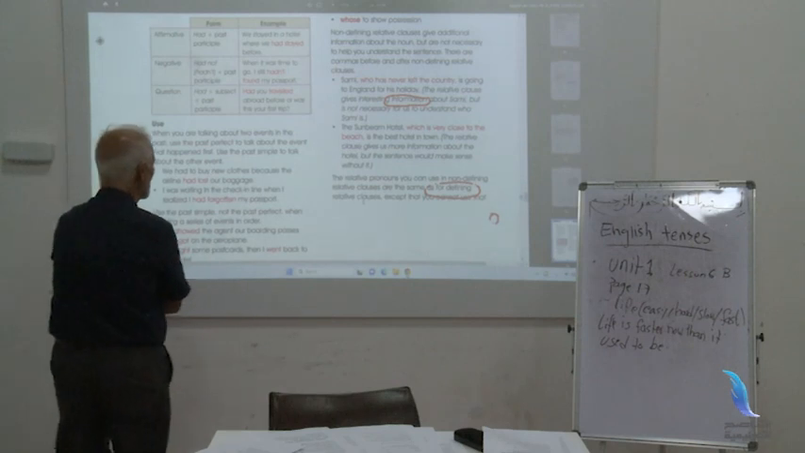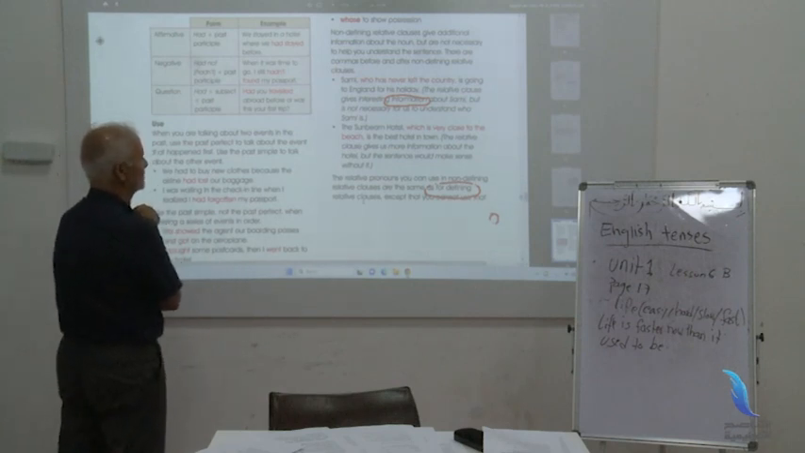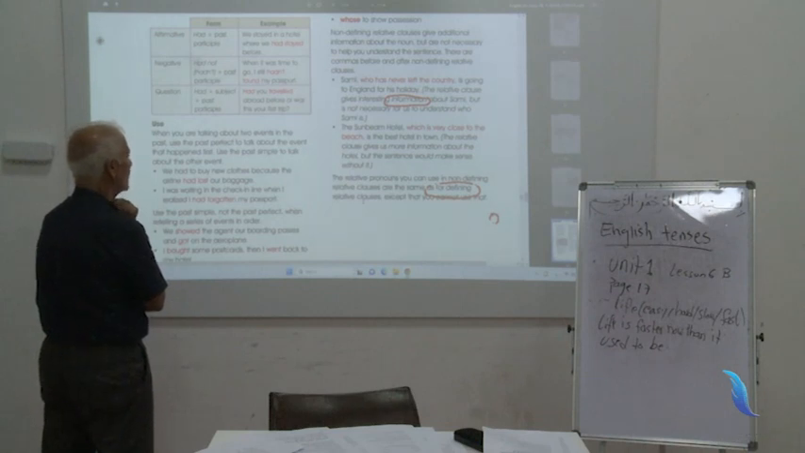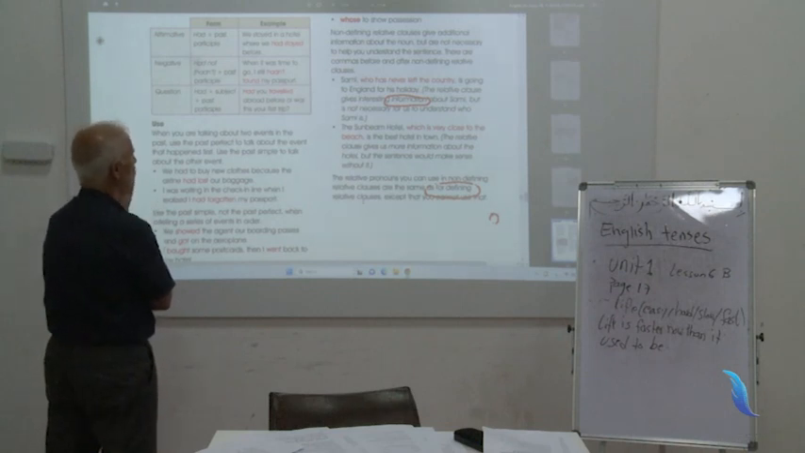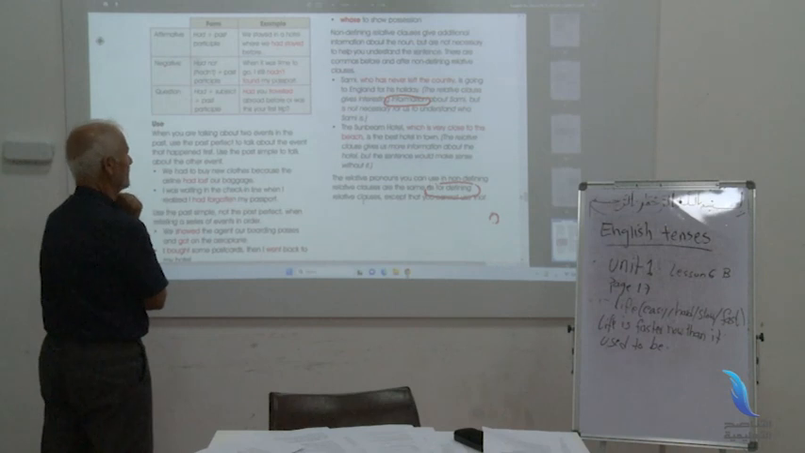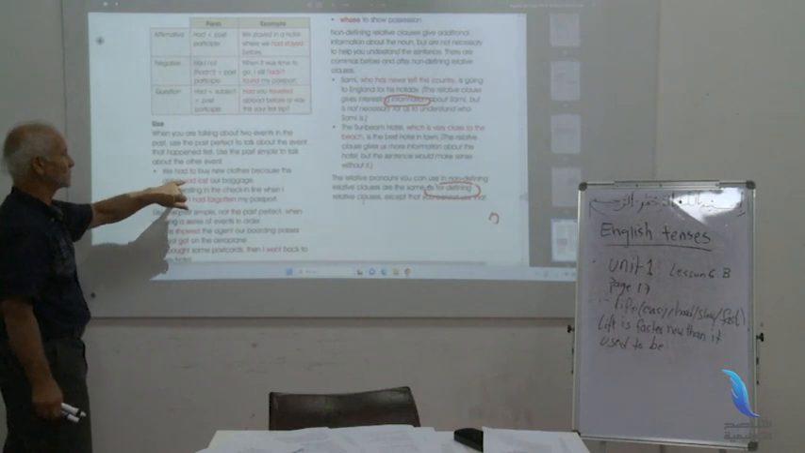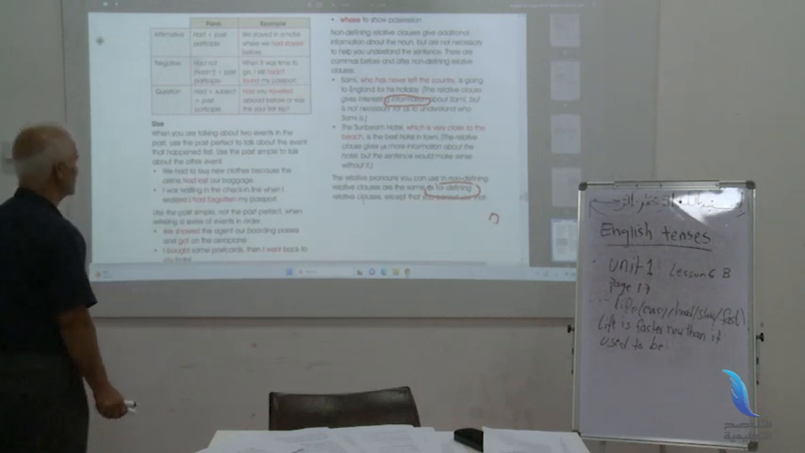For example, we had to buy new clothes because the airline had lost our luggage or baggage. So which one happened first? Buying or losing baggage? Losing baggage happened first. So that's why we used the past perfect, had lost.